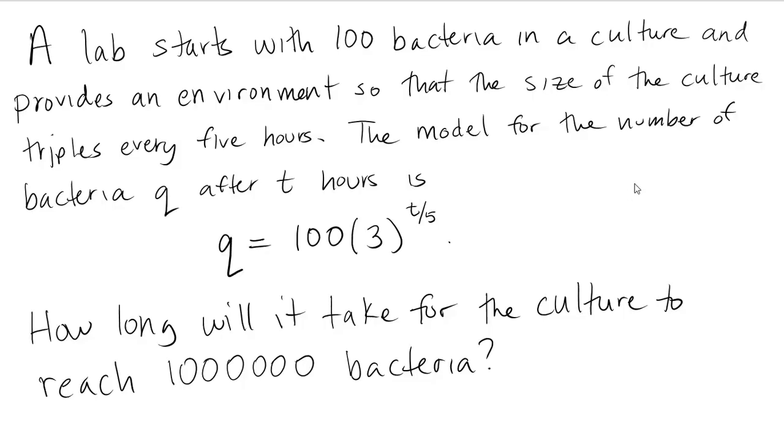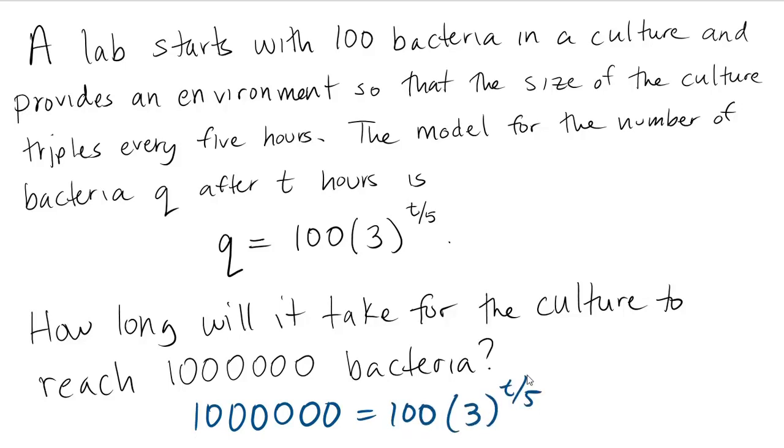So in this example, we're given the model. We don't have to come up with the model. We were told what the equation is that relates the time to the number of bacteria. What we have to do is solve for one of the variables. The question is, how long will it take for the culture to reach 1 million bacteria? The number of bacteria in the culture is Q, so we're going to plug 1 million in for Q, and we're going to solve for t. So our equation is 1 million equals 100 times 3 to the t over 5 power.